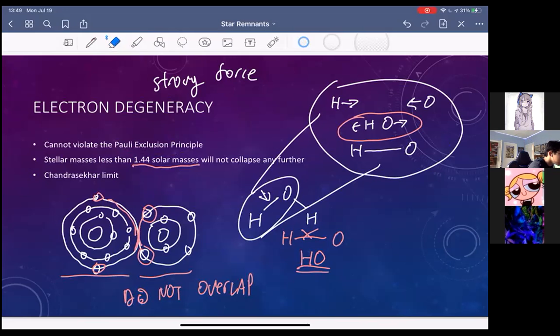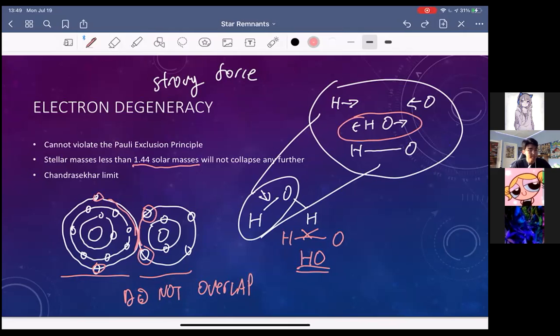You overcome the Pauli exclusion principle, and then what happens is these atoms will overlap each other. These shells are going to overlap each other like that. But we'll get to that in a second, because that's what we call a neutron star.